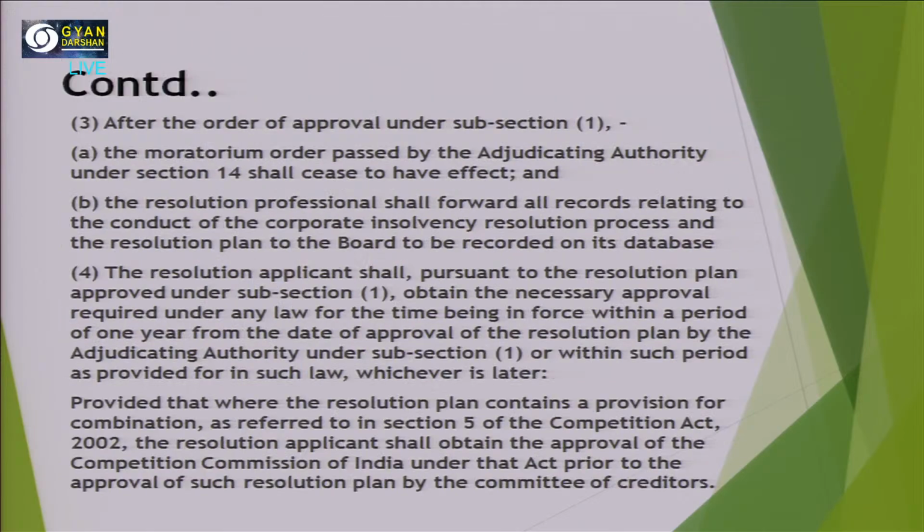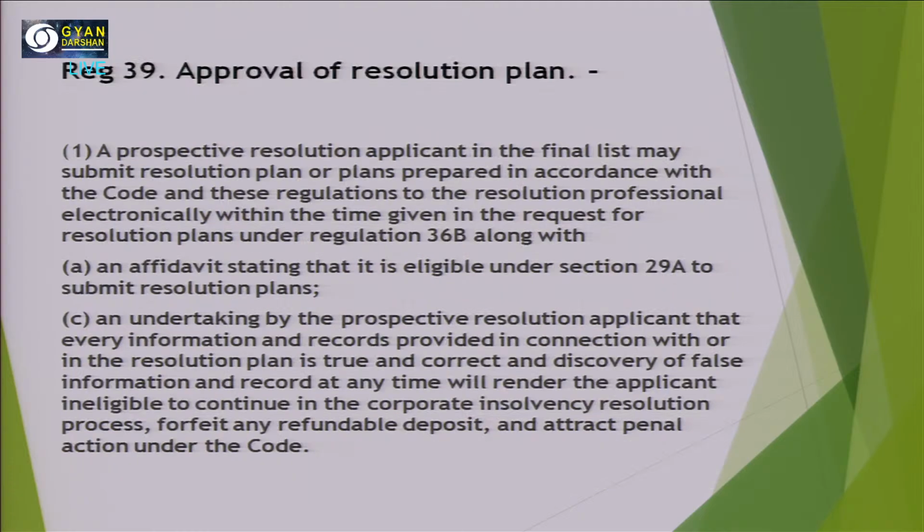So the income tax department or sales tax department cannot ask for their dues after the approval of the plan. Where the adjudicating authority is satisfied that the resolution plan does not conform to the requirements, it will reject the plan. Then, under 31(3), after the approval of the plan, the moratorium ceases to have effect. All records are to be submitted by the RP to the board. Then the resolution applicant shall, pursuant to the plan, obtain all the required approvals within a period of 1 year.